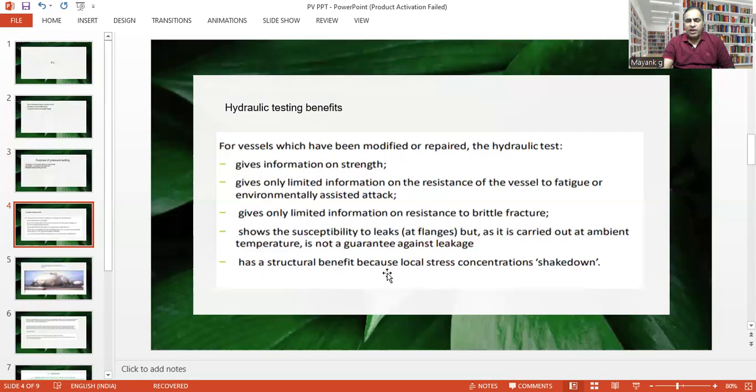It also has a structural benefit, because of local stress concentration and shakedown. If any local stresses are developing at a certain point in the pressure vessel, we can easily identify that. As I mentioned, this integrity checkup and integrity assessment is very important. Also, hydraulic testing is very important because if it is not done as per the defined standards or applicable legal guidelines, then failures can occur.